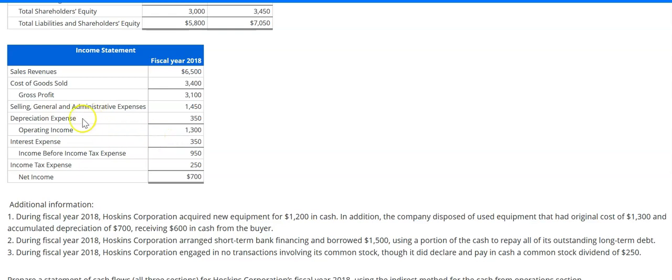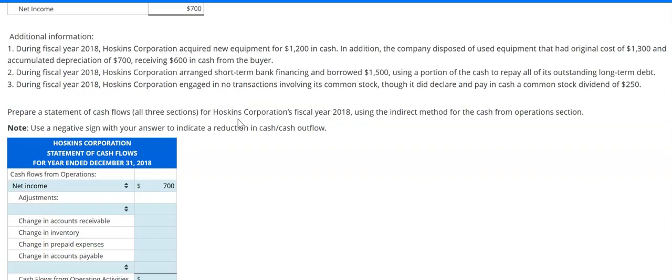However, this one right here, depreciation expense, this is a non-cash expense. So it lowered net income by $350 because it's an expense. But there was no check written to depreciation expense or anything like that. So this is going to be our first adjustment, and we're going to come down here, find depreciation, and this will actually be an addition, right?